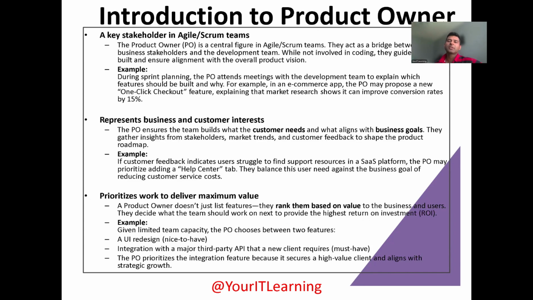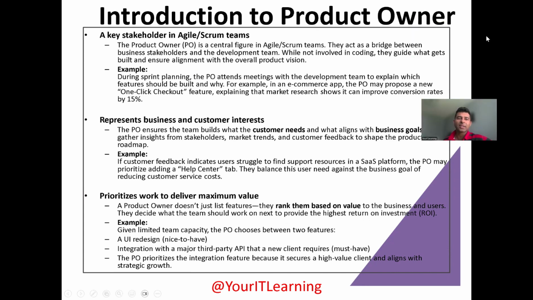So, introduction to product owner. A product owner is a key stakeholder in Agile and Scrum teams. So what do we mean by that? The product owner is a central figure in Agile and Scrum teams. They act as a bridge between business stakeholders and the development team. While not involved in coding, the product owner doesn't need to know more about coding. They guide what gets built and ensure alignment with the overall product vision.